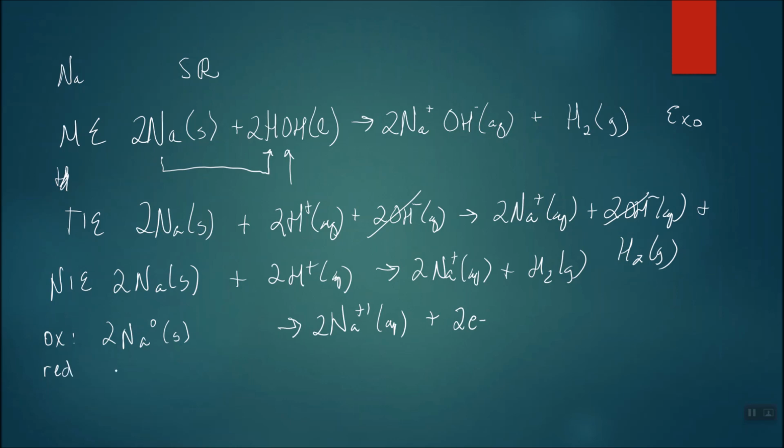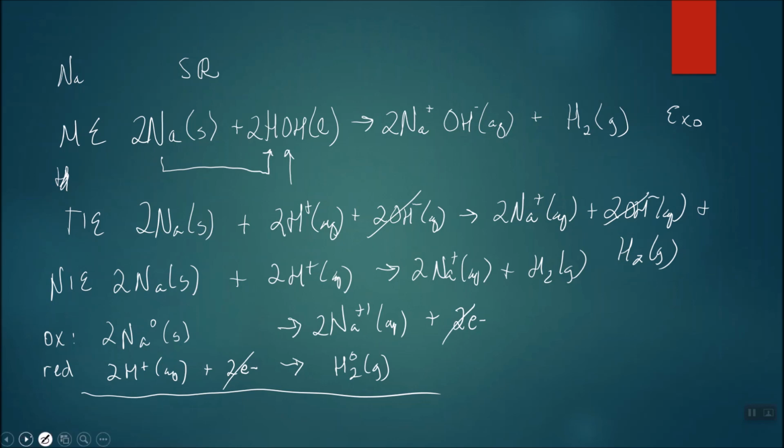Reduction, hydrogen, the 2 hydrogen ions are going to become hydrogen gas. So they are going down in charge from plus 1 to 0. Remember, anything in its natural state is 0 charge. So each one of those hydrogens are going to have to gain an electron. That's a total of 2 electrons. And 2 electrons are given, 2 electrons are taken, and that's it. Those are the 2 half reactions in this.